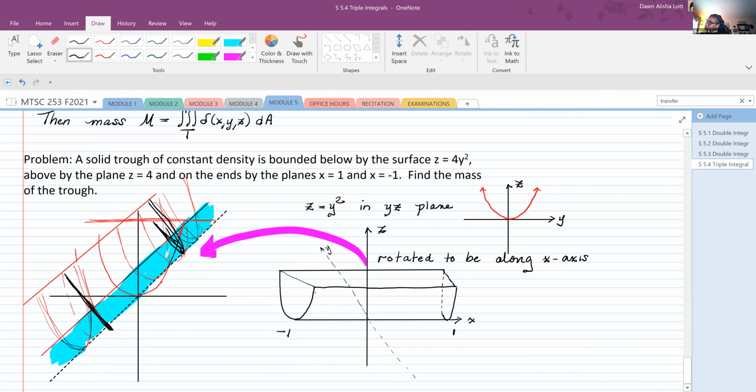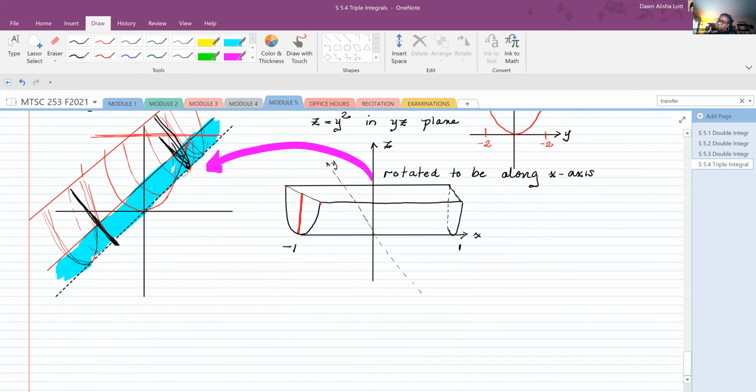All right. Z is going to start at the parabola and go up to z is equal to 4. And y is going to go from, well, we have to figure out where it intersects. So when z is 4 here, and z is equal to y squared, so y goes from -2 to 2. Okay, does that make sense now? Yes. Okay.